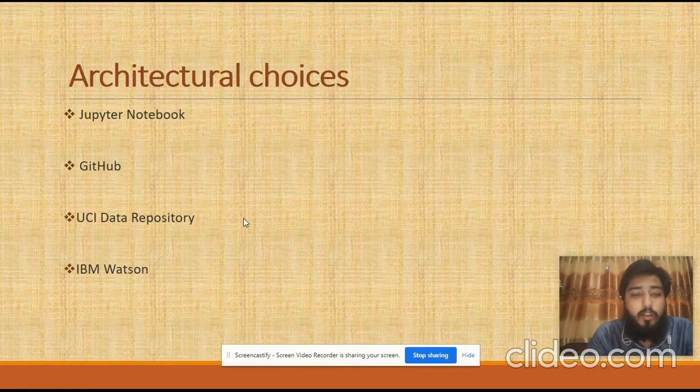Architectural choices, well, Jupyter Notebook was always my first choice because I'm kind of in love with it because its performance is exceptionally good, and it can also be uploaded to GitHub. Also, GitHub is a good place to showcase what improvement you are getting in your skills, and to show the world how steadily you are moving forward.